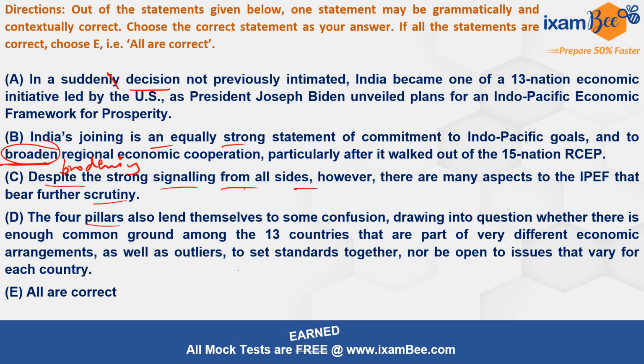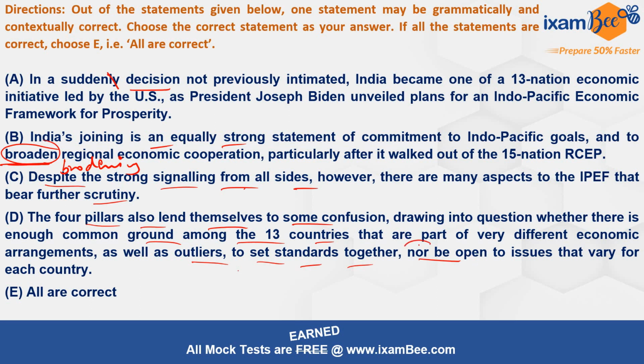D1 says, the four pillars also lend themselves to some confusion, drawing into question whether there is enough common ground among the 13 countries that are a part of very different economic arrangements as well as outliers to set standards together, nor be open to issues.